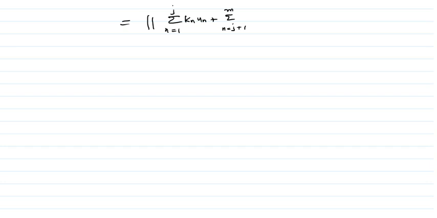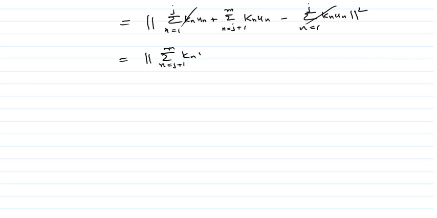Okay, मैंने पहले सम को ब्रेक किया, पहले j टर्म्स मैंने अलग ली, उसके बाद जो j प्लस 1 से लेकर m टर्म्स, इनको मैंने अलग से सम किया है. Okay, minus summation n runs from 1 to j, k_n u_n whole square. These two will go. This is equal to norm summation n runs from j plus 1 to m, k_n u_n.